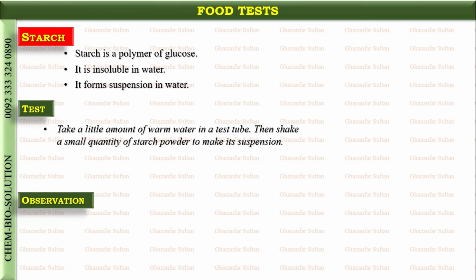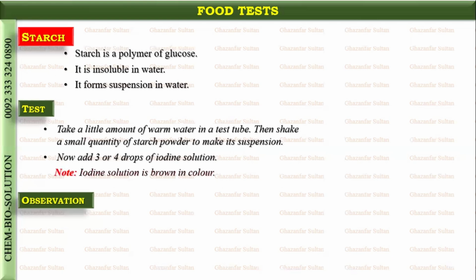To test it, we will take a test tube and a little amount of warm water, or cold water can be taken there. Then on shaking, a suspension of starch is produced. Then we will add 3 to 4 drops of iodine solution. The iodine solution, which is brown in color, turns blue black, that you can see here.